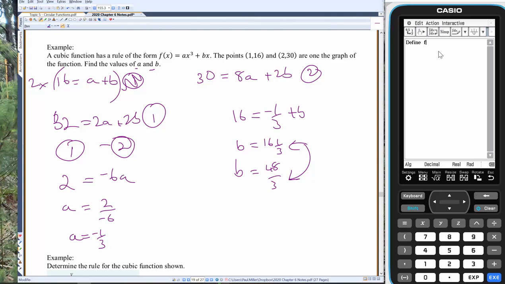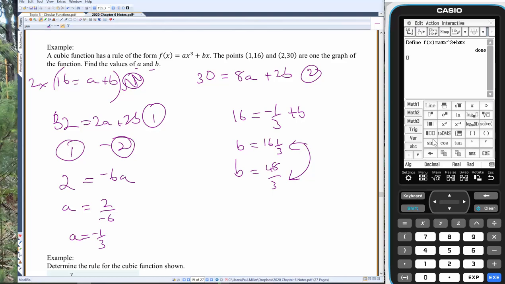How would I do that on the calculator? f of x equals ax cubed plus bx. Now what we're going to do is use the template. So f of 1 equals 16, f of 2 equals 30, a comma b.